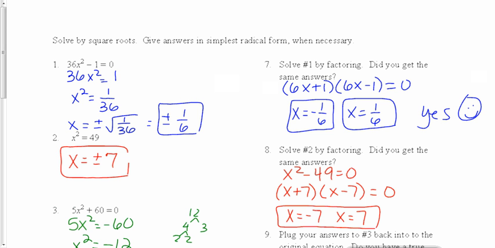In number 2, I solved by square roots. I got plus or minus 7. In number 8, I had to solve the same problem by factoring. I also got plus or minus 7. If you didn't, pause the video while you figure out what went wrong.